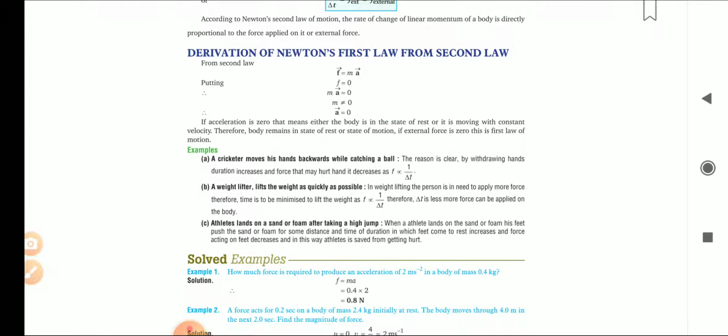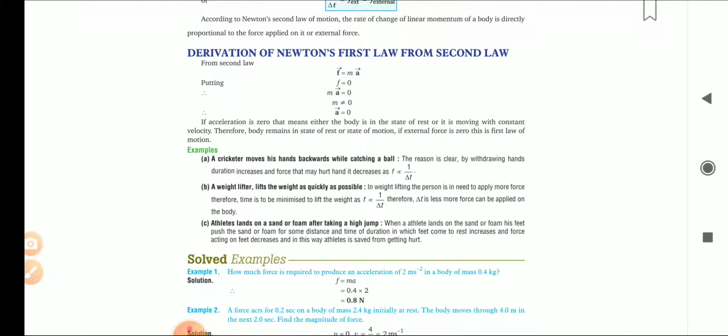Derivation of Newton's first law from the second law. From the second law we can derive the first law, and from the second law itself we can derive the third law also. Just see how it is derived. F equals ma. Here putting F equals 0, because no external force is applied, according to the law of inertia. Then ma equals 0. That means either m equals 0 or a equals 0. But m cannot be 0. Therefore, automatically the acceleration will be 0.